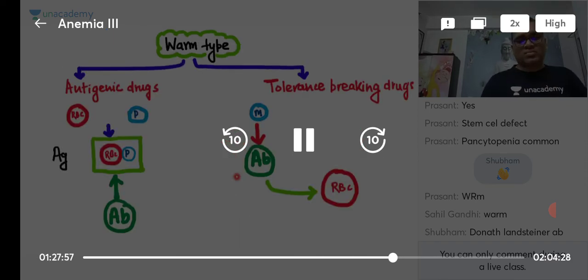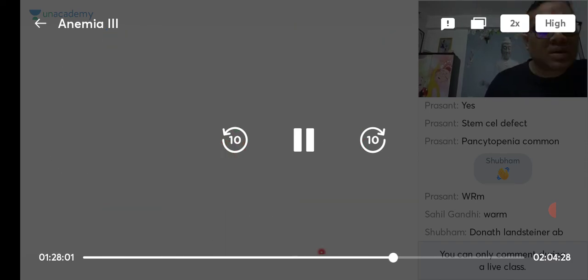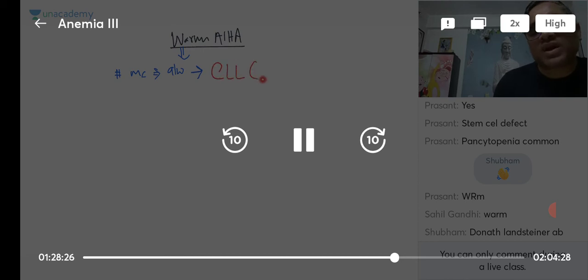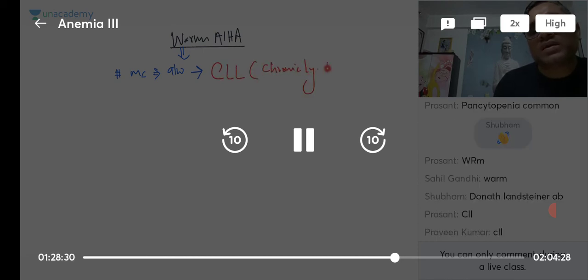One by one we will see. First I will tell you about the warm type of autoimmune hemolytic anemia. The warm type of autoimmune hemolytic anemia is most commonly associated with which leukemia? Can you tell me? Chronic lymphocytic leukemia. So they are associated with chronic lymphocytic leukemia.